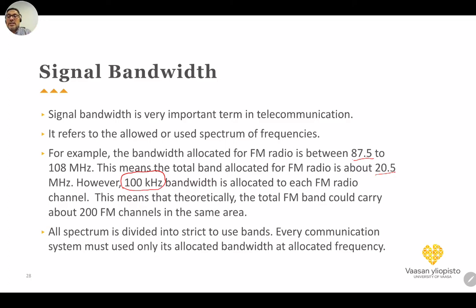which means that within this band we will have about 200 FM channels as the maximum number that can be allocated within one area. Actually, the real number is lower than this because they keep some guard band between channels. Otherwise, we will have some kind of interference. But in general, you can allocate up to 80 or 90 FM channels within one area. As I mentioned, the spectrum is divided into strictly used bands, so it is not free in general.